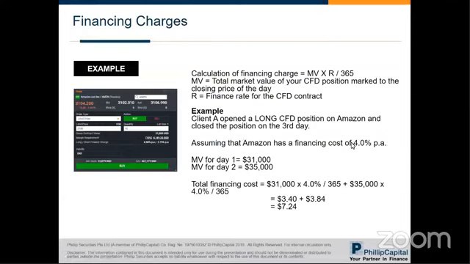To give you an example, if you long an Amazon position, assuming the financing cost for this Amazon is 4%, the market value for the first day is 31,000 and the second day is 35,000. So 31,000 times 4% divided by 365 days, because this is only one night, and the second one is 35,000 times 4% divided by 365 days. So the total financing cost is $7.24 only.